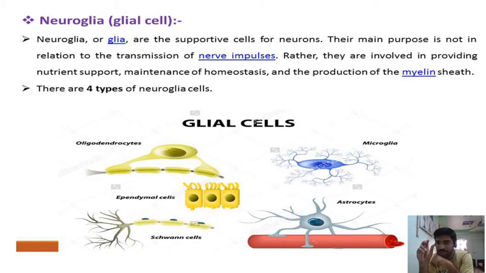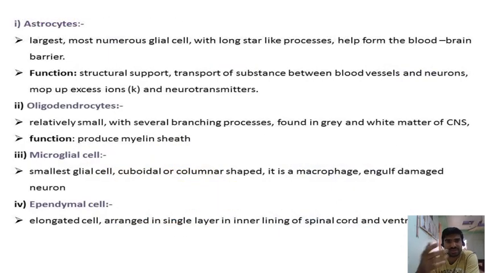The myelin sheath is a special lipid layer produced by the neuroglial cells. There are four types of neuroglial cells: oligodendrocytes, ependymal cells, microglia, astrocytes, and Schwann cells.